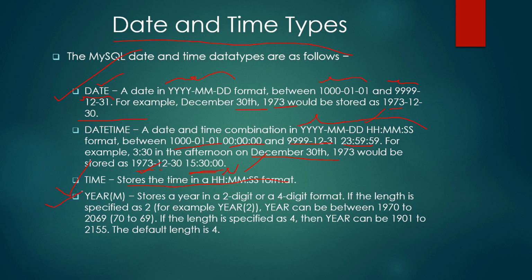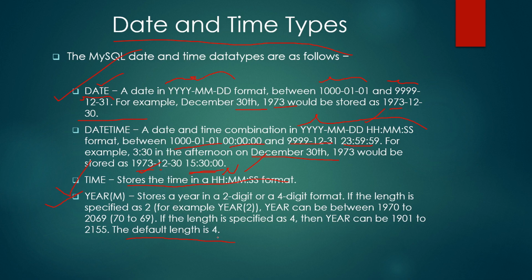And then year. Okay, stores a year in a 2-digit or a 4-digit format. If the length is specified as 2, year can be between 1970 to 2069. If the length is specified as 4, the year can be 1901 to 2155. Okay, and the default length is 4. So if you don't specify any length, the default will be 4. Okay, so you should keep all these things in mind, because while using you should know what is the default value and what if I use 2 or 4.